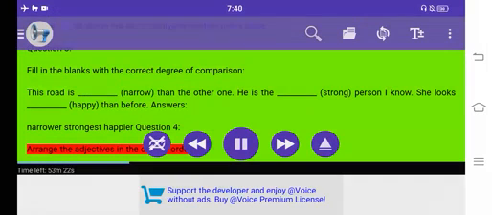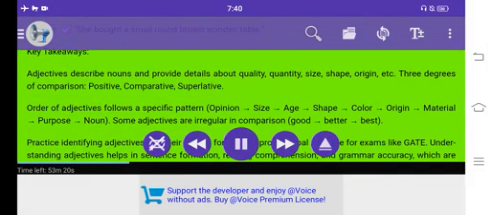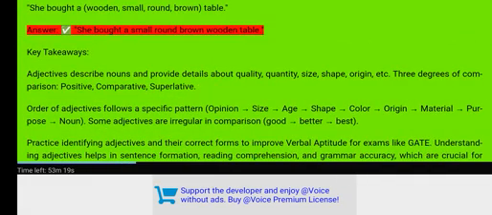Question 4. Arrange the adjectives in the correct order. She bought a wooden, small, round, brown table. Answer. She bought a small round brown wooden table.